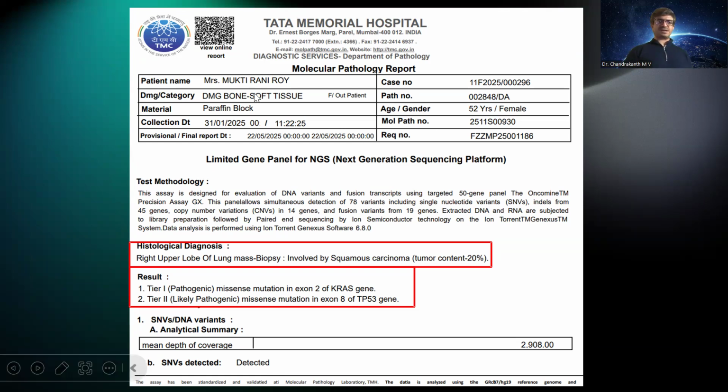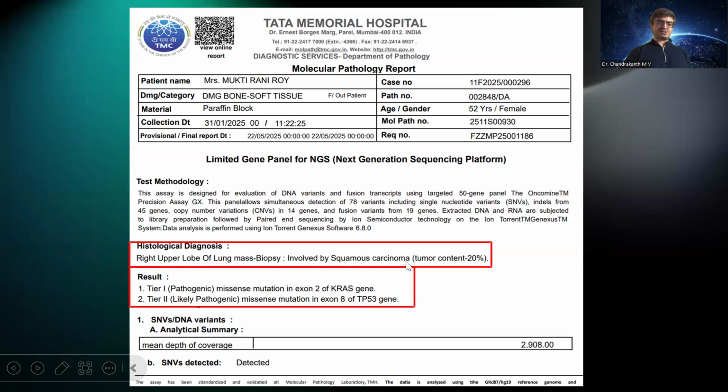First of all, you will read what the material is, a paraffin block, right? It is a limited gene panel of NGS. It's a focused gene panel. It is not comprehensive genomic profiling. And then this assay is designed for evaluation of DNA variants and fusion transcripts, a targeted 50 gene panel, the Oncomine Precision Assay GX. And then you will see they have looked into SNVs and indels of 45 genes, copy number variations in 14 genes, and fusions from 19 genes, right? This is what they have looked into.